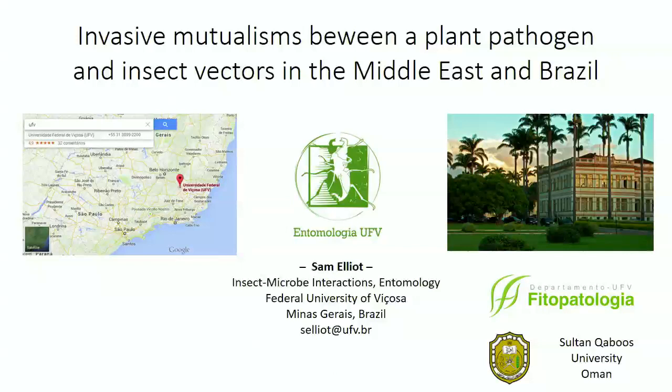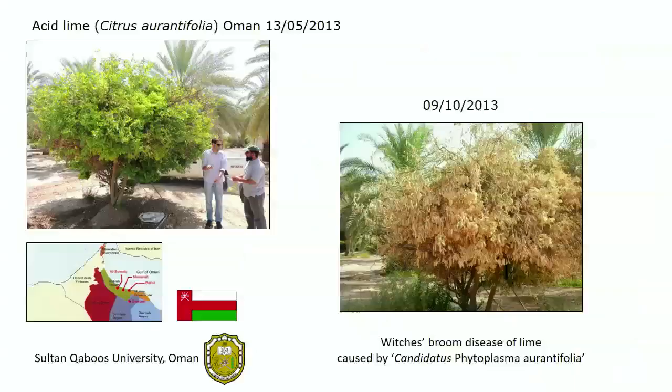This is a project funded specifically to look at a problem in Oman, which is witch's broom disease of lime, which is caused by a phytoplasma. I'll show you phytoplasmas in just a second, just to show you where Oman is. It's the Gulf of Oman, small country, there's UAE. This is acid lime, which is a very important fruit crop in the country, especially culturally. They're very reluctant to switch to another lime crop. And this shows a visit in May 2013 and then October. So in 4 months, this tree went from this to this. This is actually a more extreme form of the disease.